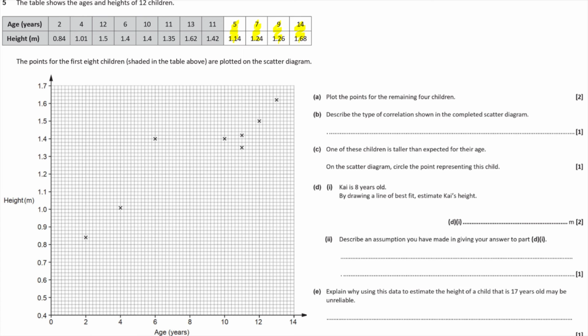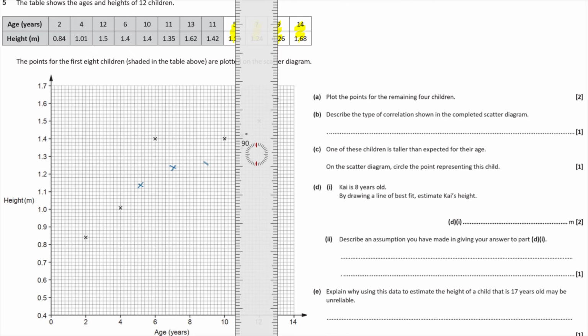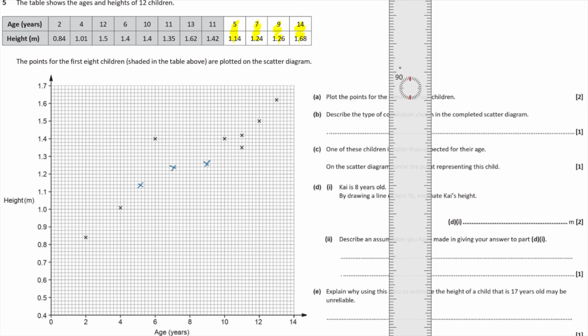So 5 goes with 1.14. Now notice the scale has got 5 divisions between 0.1, so each one is going to be 0.02 then, isn't it? So I'm going to have to go 2 little squares above 1.1 if I want to draw 1.14 then. Okay, 7 goes with 1.24, so again I'm going to go 2 little notches above. The next one, 9 goes with 1.26. And 14 goes with 1.68. That one should be fairly easy to plot because it's right on the edge. 1.68. So that's going to be one little notch down from 1.7, isn't it? And right on the end, so it's there.